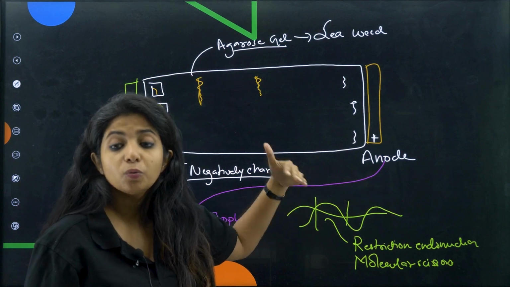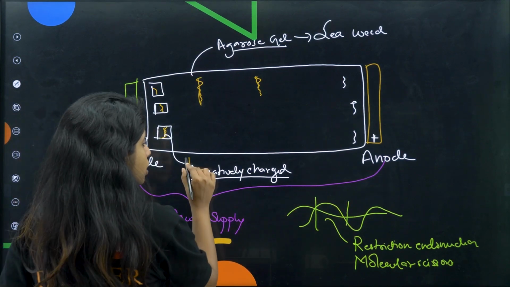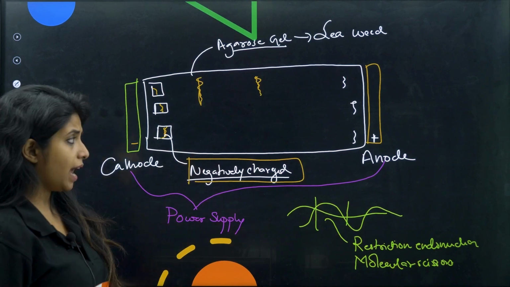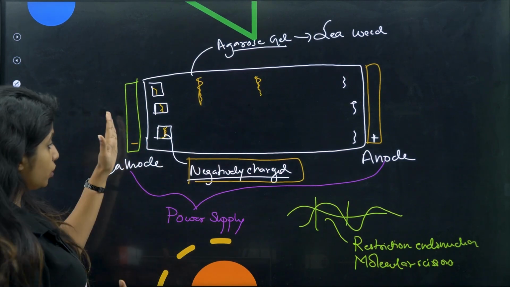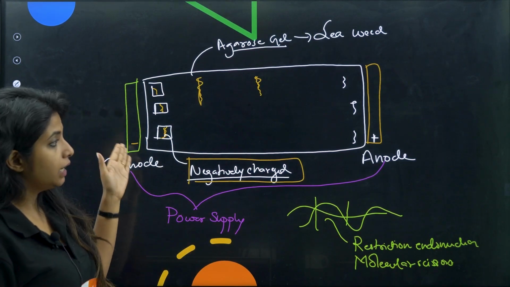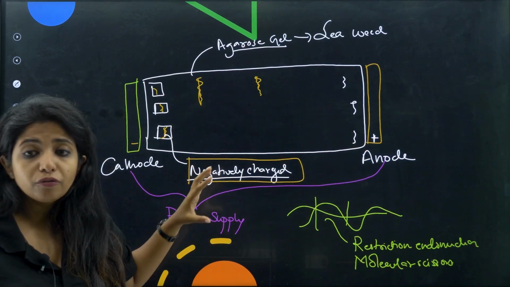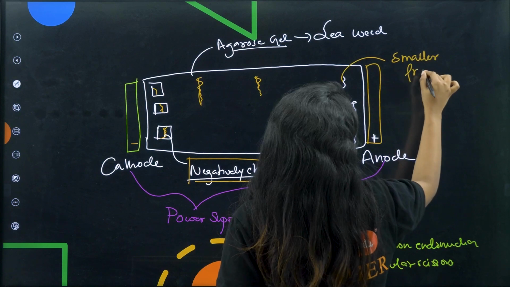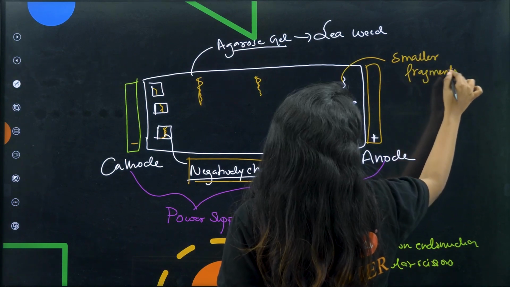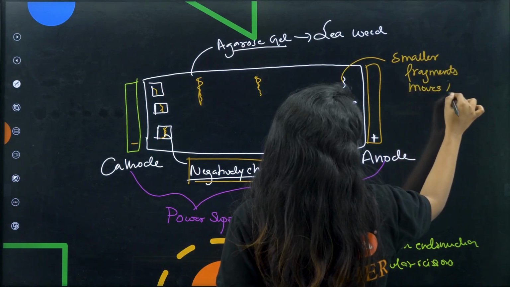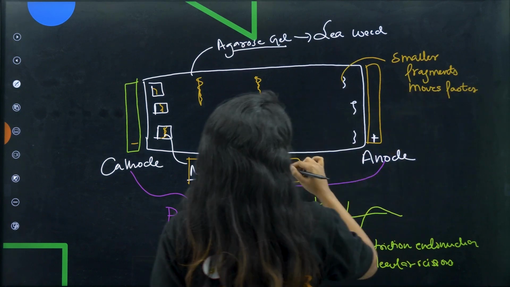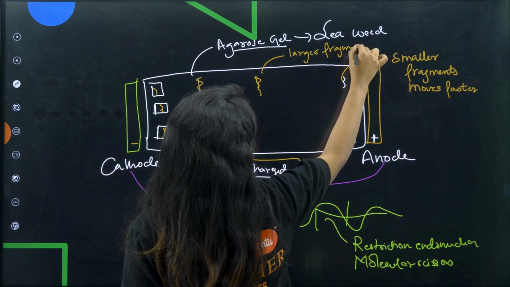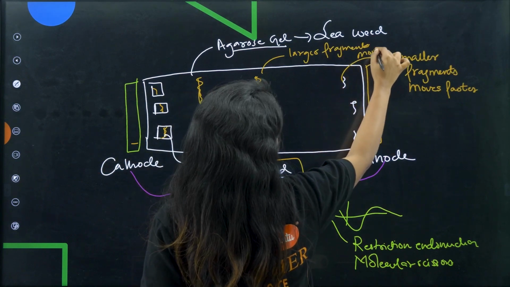Why are they moving towards the anode? Because, children, they are negatively charged. Opposites attract, you know that, and if they are the same type, they will repel. So it will move from this negative end to that positive end. And over here, what do you find? The smaller fragments move first, and the larger fragments move slowly.